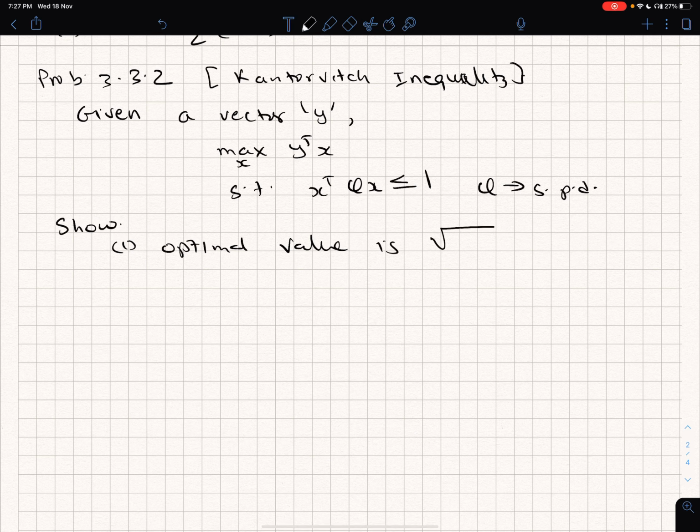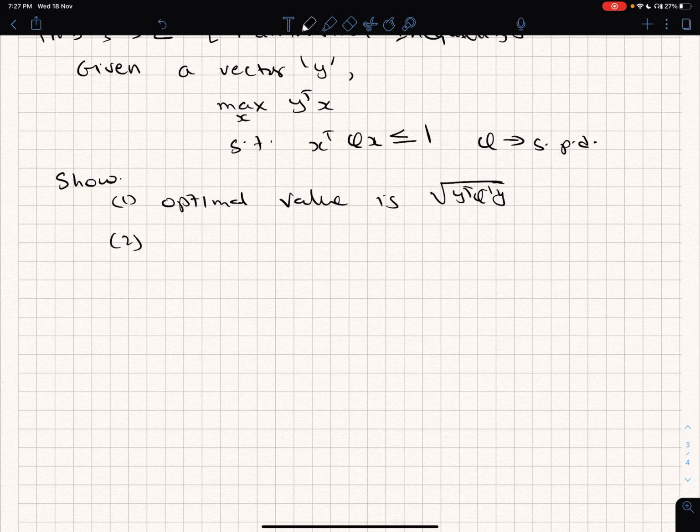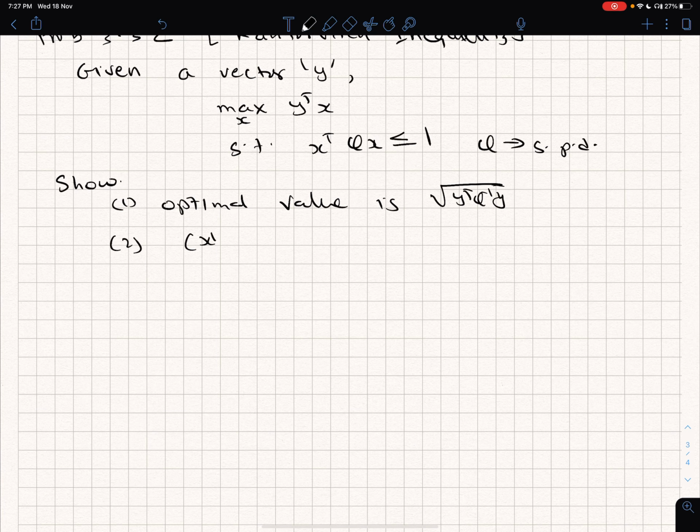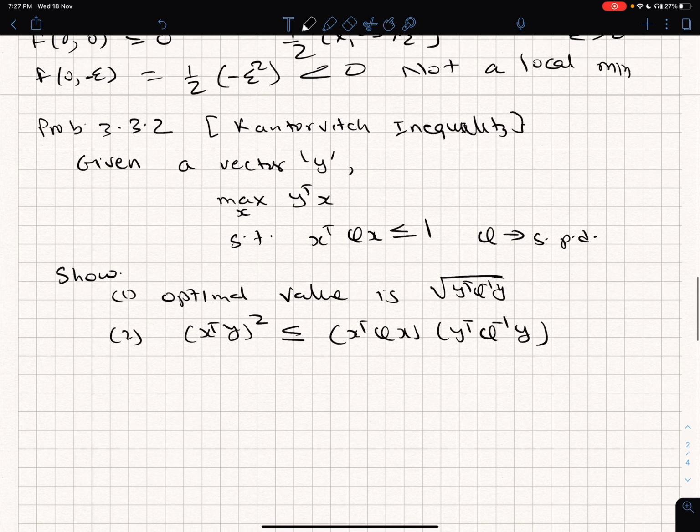the optimal value is the square root of y transpose Q inverse y, and then establish the inequality that (x transpose y) whole square is less than or equal to x transpose Qx times y transpose Q inverse y. This is actually the Kantorowicz inequality. Okay, so let's do it. It's fun.